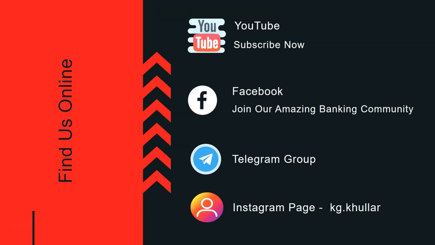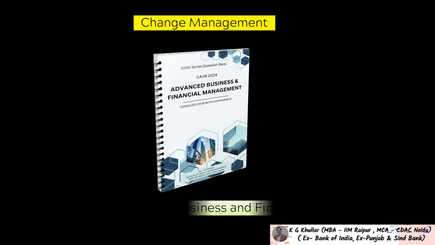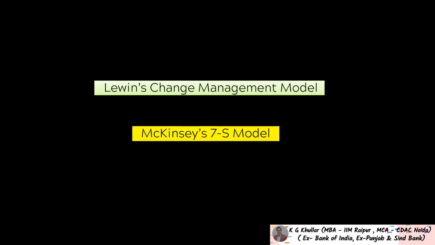Now, if you are preparing for the CAIIB exam, then today's session is very important for you. We are diving deep into a very important topic, that is change management from the Advanced Business and Financial Management paper of CAIIB. Now, there are 6-7 key models in your syllabus. In this lecture, we will learn Lewin's change management model and McKinsey's 7S model, both of which are very important for your examination. So take notes, stay engaged, and let's get started.